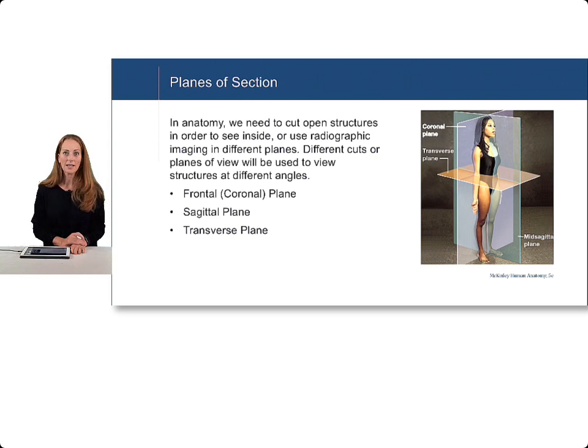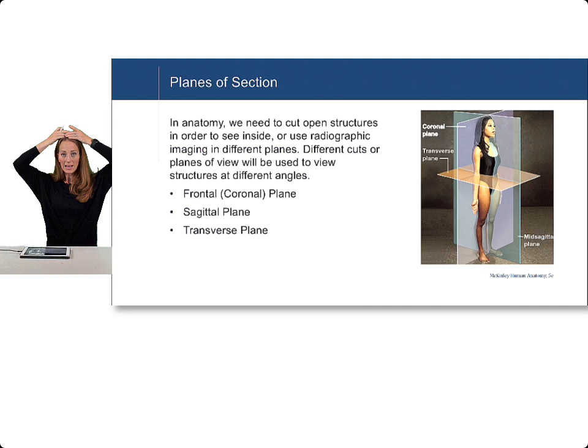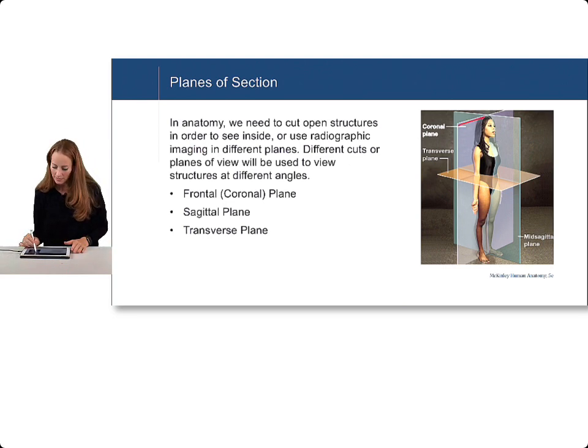Next, we have planes of section. These are going to be very important when you're looking at imaging. Different imaging modalities and different imaging views will use these planes of section. So a frontal or coronal plane is made, I always remember, as a crown sits on the head. So a coronal plane is in this direction here, and this one is notating the coronal plane.